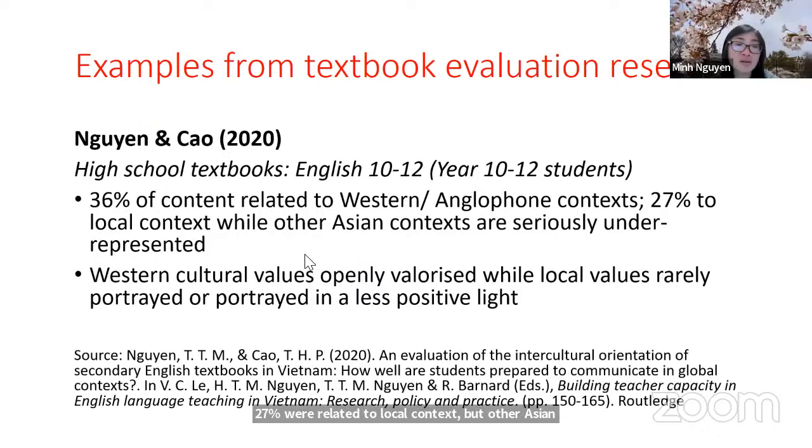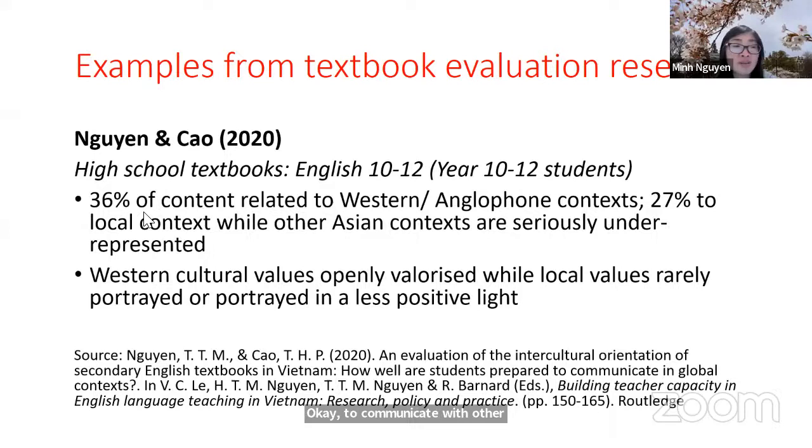Okay, so this is a very unfortunate situation, because if we think about the fact that Vietnam is situated within Southeast Asia, and Vietnamese people tend to communicate in English with other Asian speakers of English, you know, people from the region rather than native speakers. So this is a really unfortunate situation that the textbook doesn't include enough cultural content from other Asian contexts in order to prepare students to communicate with other Asian speakers of English, all right?